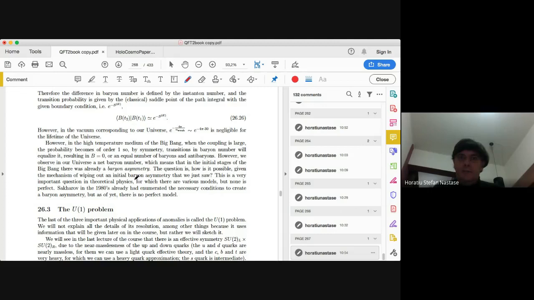So this is a very important question in theoretical physics, one that has various possible mechanisms, but which one of them is correct, we don't know yet. However, Sakharov in the 1960s already enumerated some necessary conditions to create a baryon asymmetry, but for the moment we haven't found a perfect model.